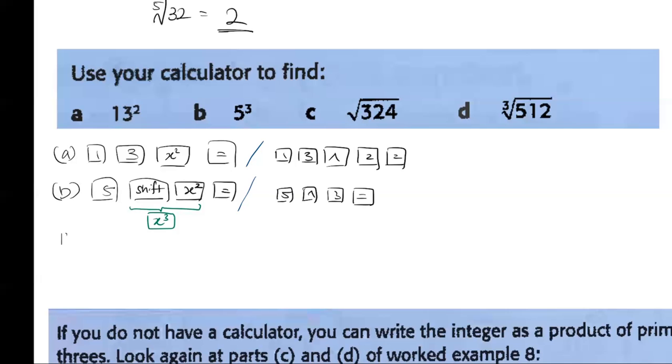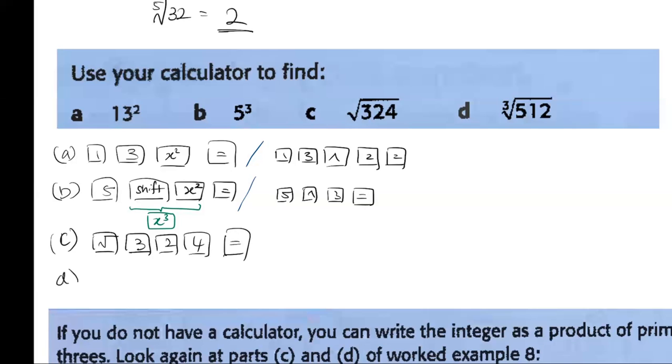So we just need to find the symbol for square root. Depending on your calculator, for my calculator, I have this symbol, which is the FX570MS calculator. Press this number, press this icon, and then press 3, 2, 4, and then press the equal sign.